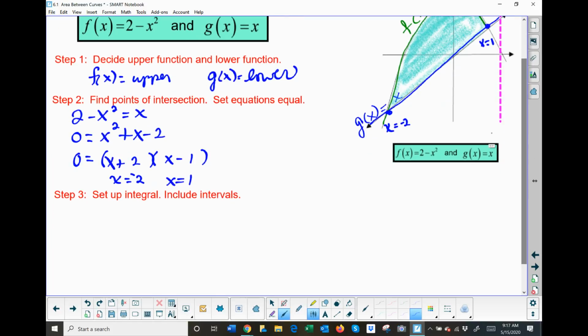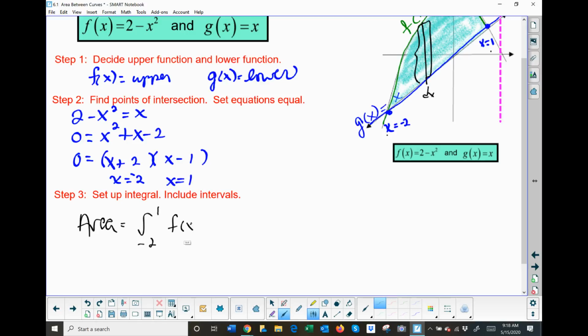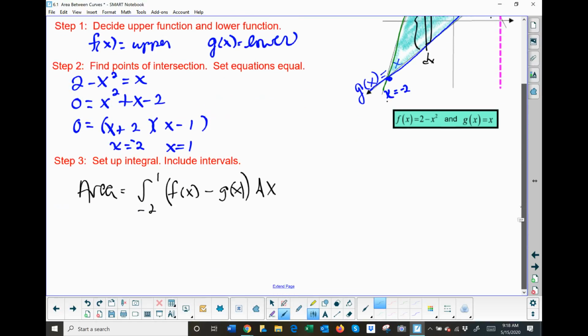Now that I know what I want to integrate between, think of those vertical rectangles dropping in here. They would have a width of dx, and the height of the rectangle is f minus g. So I'm going to set up my integral between negative 2 and 1, top function, which is f of x, minus my bottom function, g of x, dx. Now, if the AP identifies them as f and g, you can as well.